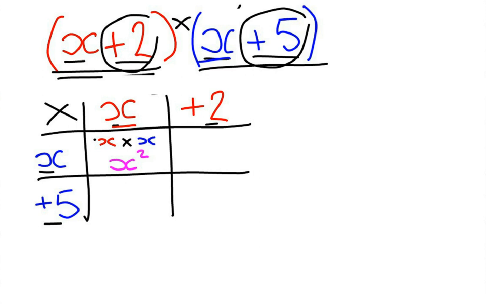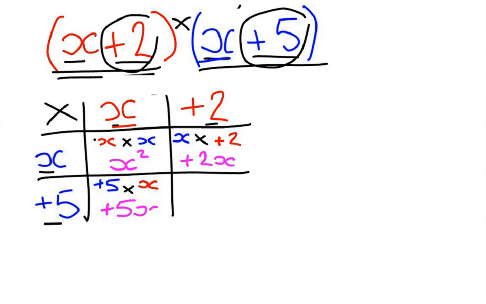In the top right hand box, it's our x, and we're multiplying that by positive 2. Let's do the next one in pink again. So x times positive 2 gives me plus 2x. Remember, it's very important to include the sign. In the bottom left hand box, we are doing plus 5, and we are multiplying that by our x. So plus 5 times x gives me plus 5x.